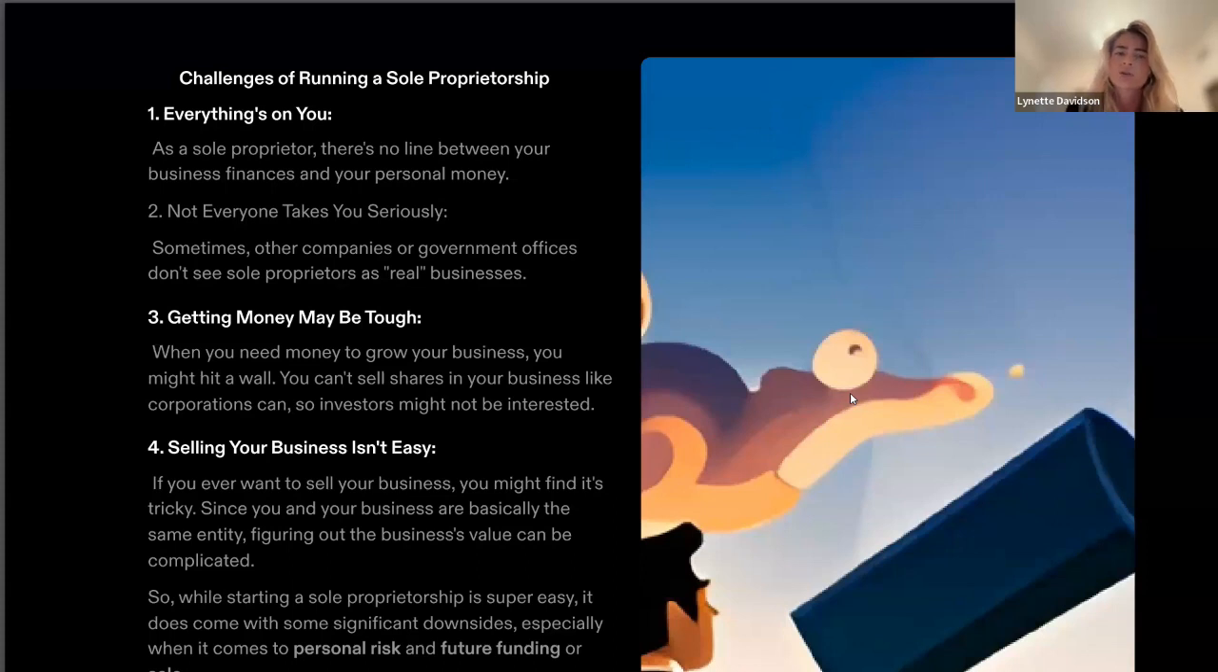The second challenge for a sole proprietorship is, well, actually the third one, is that getting money may be tough as well. This means because if you want to grow or scale your business, you may hit a wall.